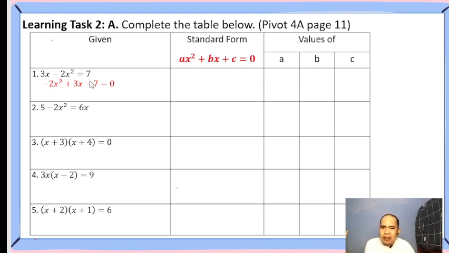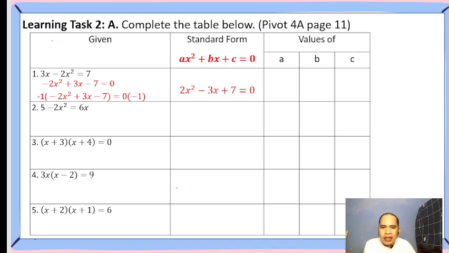So, anong gagawin natin para maging standard form ito? So, i-multiply lang natin both side by negative 1. So, kapag na-multiply na natin sa negative 1, makukuha na natin ang standard form, which is 2x squared, negative 1 times negative 2, positive 2x squared, negative times positive 3, negative 3x, then negative times negative is positive, then 7. So, meron na tayong standard form. Then, gagawin natin is identify the values of A, B, and C.